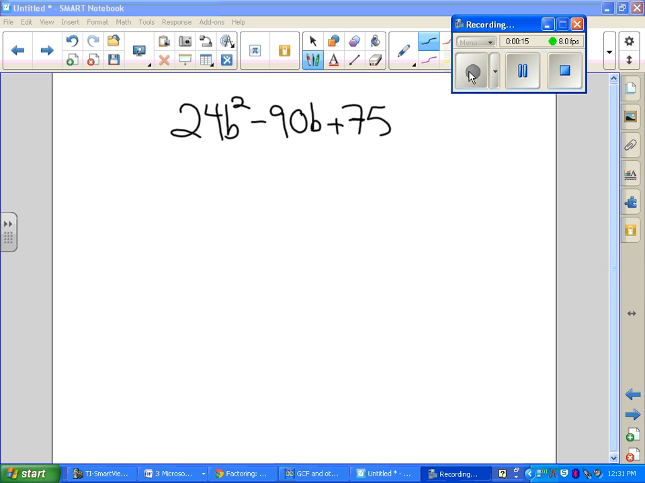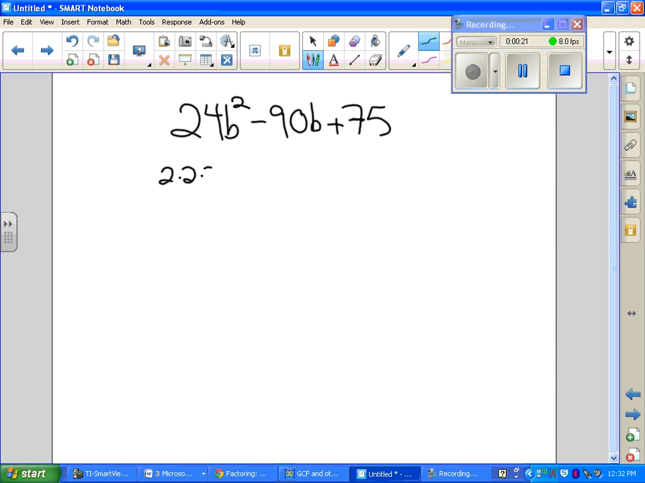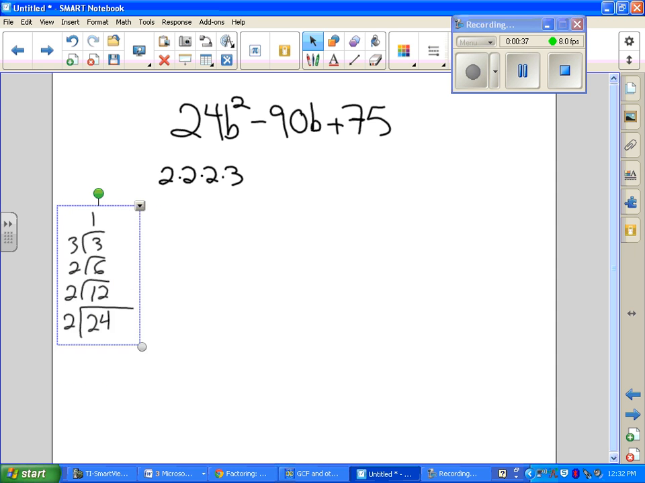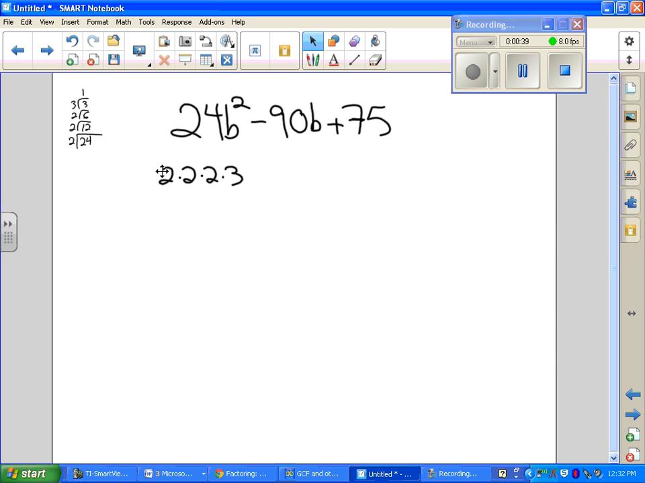All right, so what I'm going to do is break it down and see what the greatest common factor is. I know that 24 is 2 times 2 times 2 times 3. If you don't know that, then you need to do this. 24 goes into 2 12 times, 2 goes into 12 6 times, 2 goes into 3 3 times, and 3 goes into 3 once. So I'm going to tuck this up here in the corner, and there are two B's.